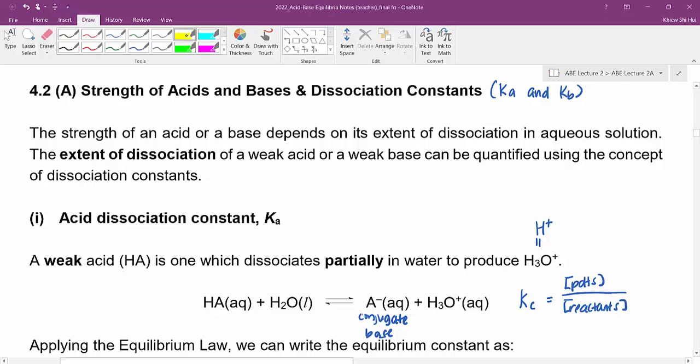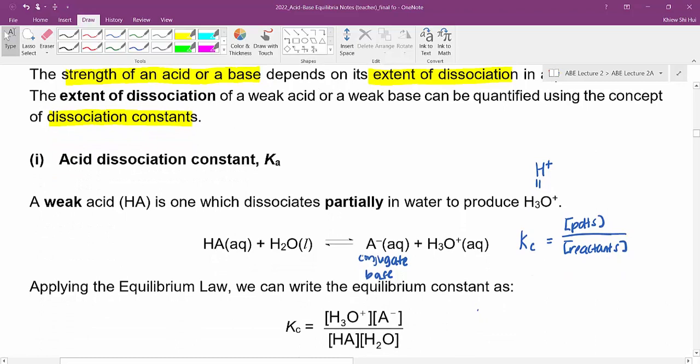Let us now look at the strength of acids and bases and dissociation constants Ka and Kb. The strength of an acid or base depends on its extent of dissociation in aqueous solution, and the extent of dissociation of the weak acid or weak base can be quantified using the concept of dissociation constants. Let us first look at the acid dissociation constant Ka.